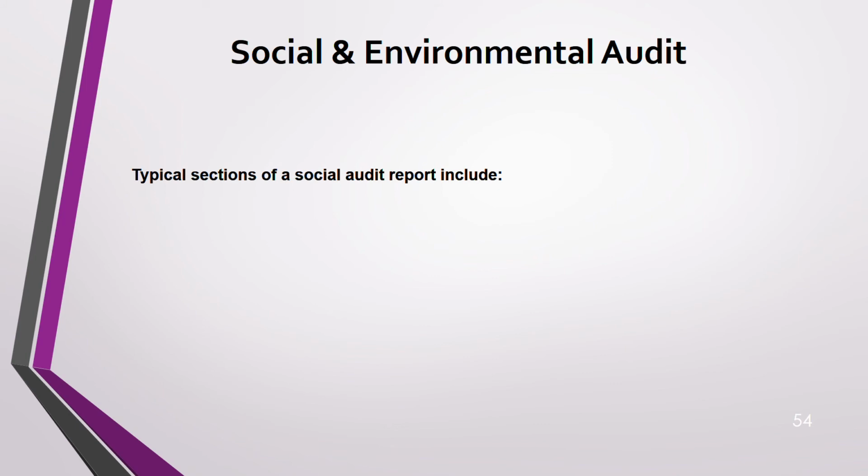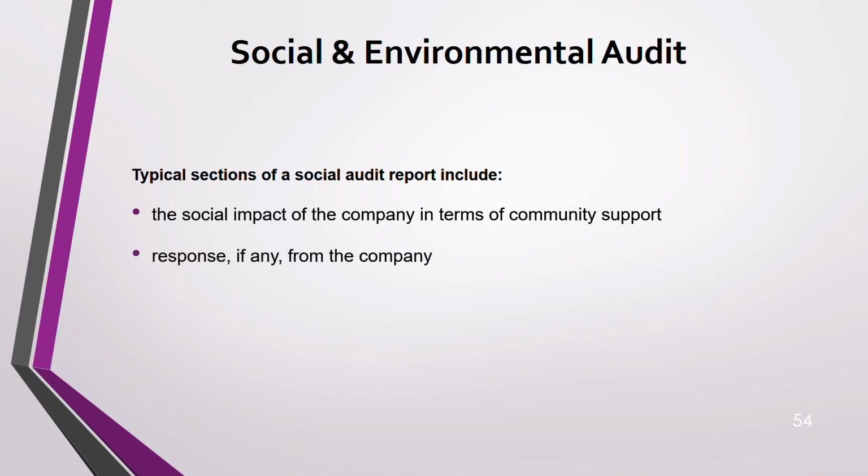Now, typical sections of a social audit report include, yeah, it's a continuation of that from the last slide. Social impact of the company. What is the social impact in terms of their community support? Are they having a positive impact, negative impact? Next, what is the response, if any, from the company?